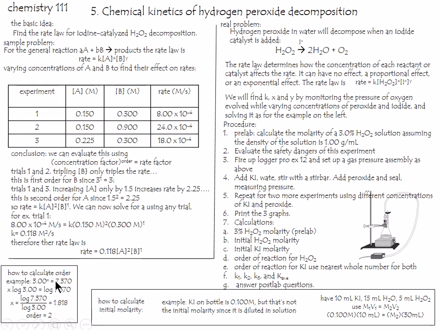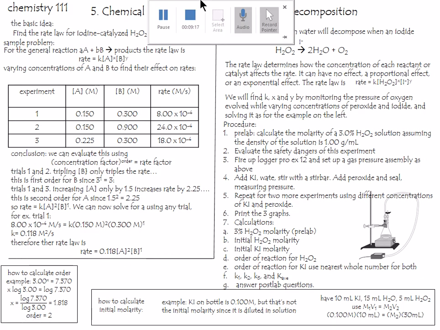Solve for x. Take the log of both sides and divide. So in this case, the log of 7.370 divided by the log of 3.00 will be your rate order. And don't be surprised if it's not a perfectly whole number. In this case, with 1.818, round it to 2. I'd rather not see any rate orders that are non-whole numbers. Use whole numbers, please, for the rate. This is the chemical kinetics of hydrogen peroxide decomposition experiment.